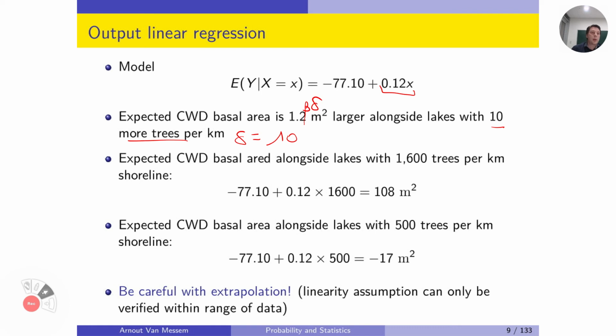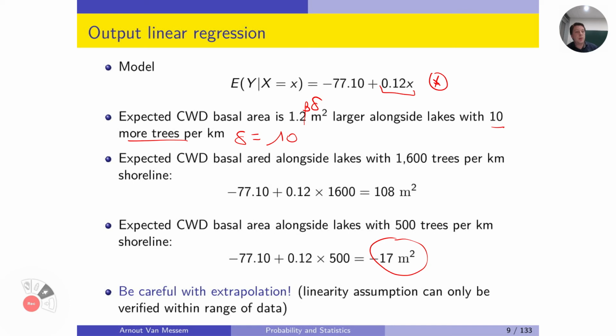If we want to use it for prediction, we can do that also. What would be the basal area if we have 1,600 trees per kilometer? We just plug in the value 1,600 in the model, and we get an outcome of 108 square meters. So for 1,600 trees per kilometer, we expect that the basal area is 108 square meters. We can do the same for 500 trees per kilometer, but if we do this, we find that the average expected basal area is minus 17 square meters, which is quite strange because an area cannot be negative.